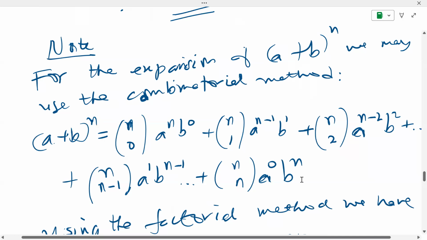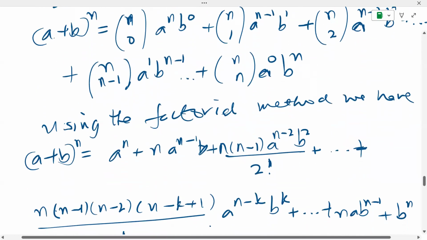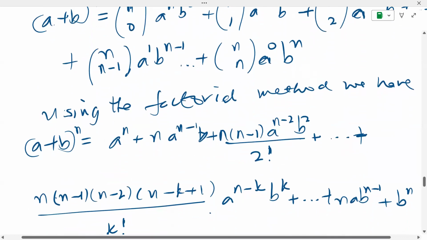So the combinatorial method can be used to expand. You can also use the factorial method. And when we do that, we have it this way. So (a plus b) raised to the power n will be a raised to the power n, then plus n times a raised to the power n minus 1 times b, plus n into (n minus 1) times a raised to the power n minus 2 times b raised to the power 2 all over 2 factorial, plus we can move on and add (n minus 2) to this, and that will be 3 factorial. And then we just subtract from this as we've been doing until we get to this point.